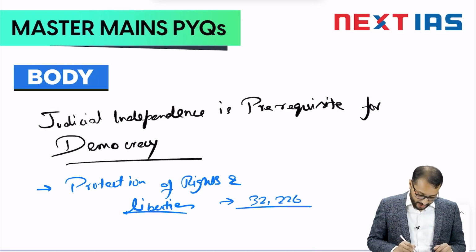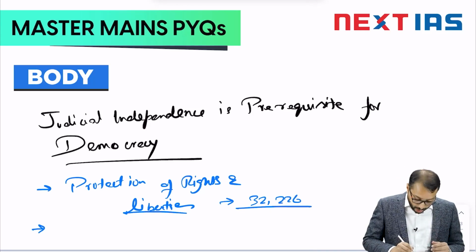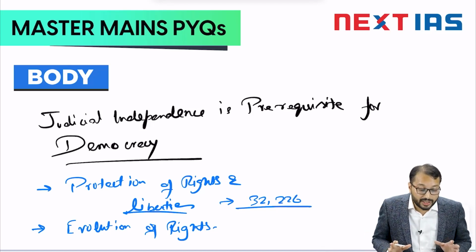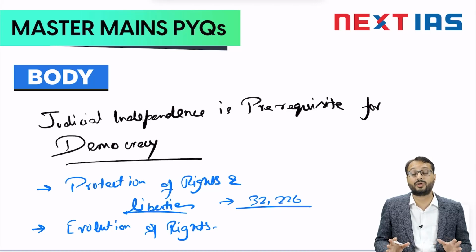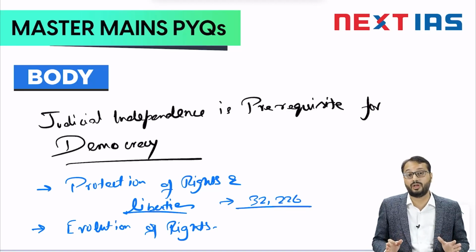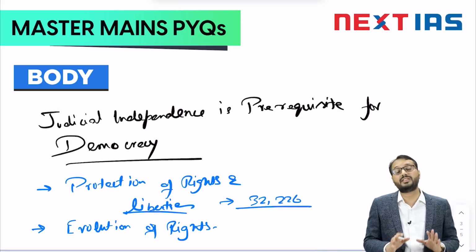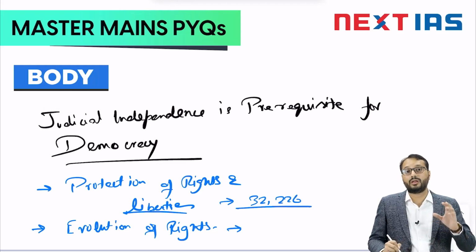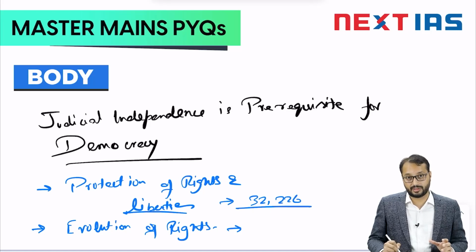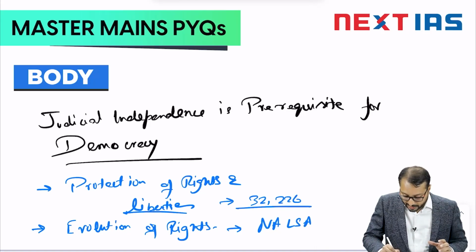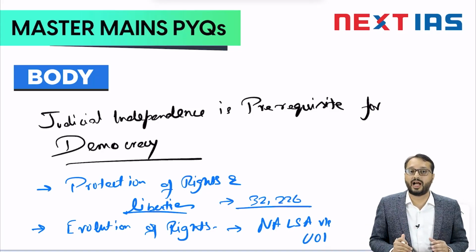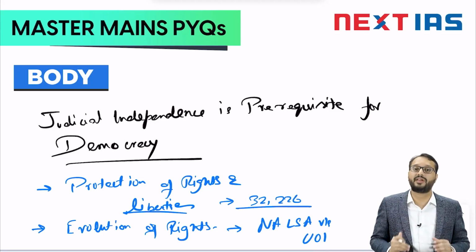What is the next point that we can write here? We can talk about the evolution of rights. Judicial independence has ensured, in India, the expansion and evolution of the rights of the citizen based on the changing dynamics of society. You can take the example of transgender rights. There was a case, NALSA versus Union of India. In NALSA versus Union of India, the third gender was identified, and also their rights were identified.